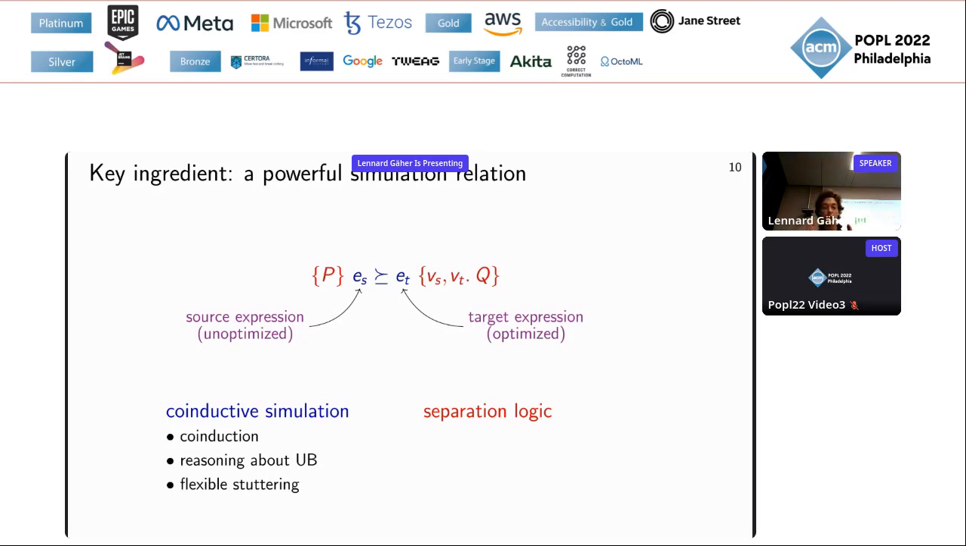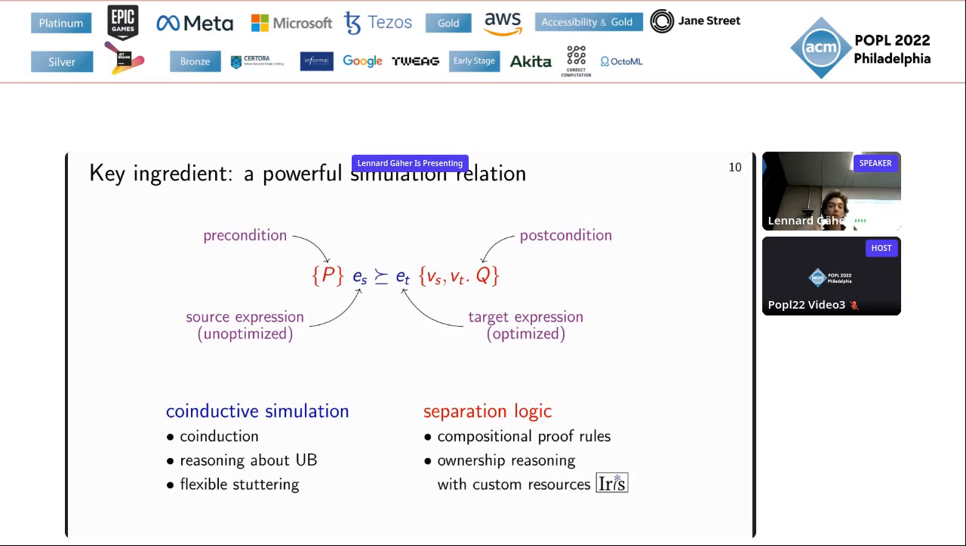And our simulation also features a very flexible stuttering mechanism. On the other hand, to easily compose simulations for different program parts, our simulation has pre- and postconditions, P and Q, that need to hold before and after simulating the source and target expressions. That is known from relational separation logics, and it allows us to give modular proof rules. And since P and Q are separation logic assertions, we can use elegant ownership reasoning with the ability to use custom resources known from Iris to encode new reasoning principles. And finally, in Coq, we can also reuse the Iris proof mode. So let me show you some of these features.